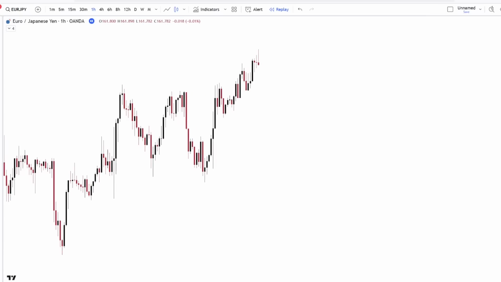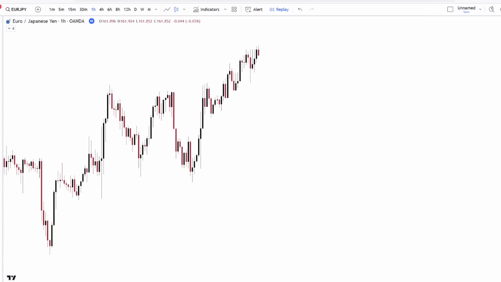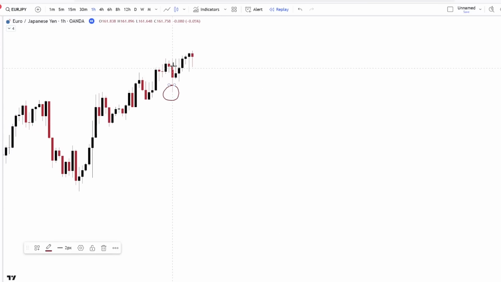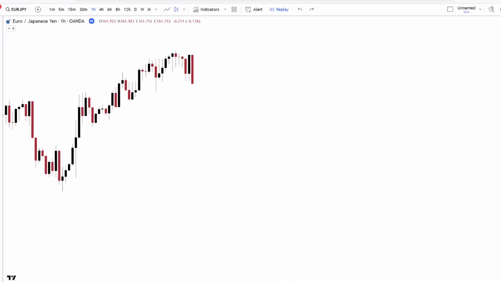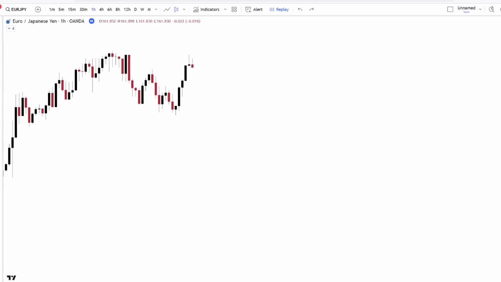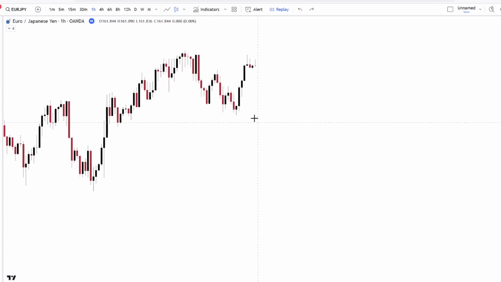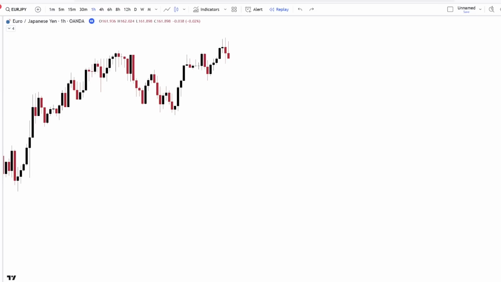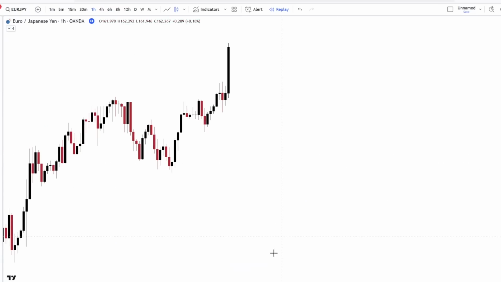What are we waiting for? We're waiting for a reaction and a failure to break structure. So as you can see here, this would have been a fair setup if price actually struggled in this area. If price did not break structure right here and then came down right here, then we would have been looking at a liquidity sweep setup. What do we have here? Nothing yet. Let's keep looking. Nothing yet.